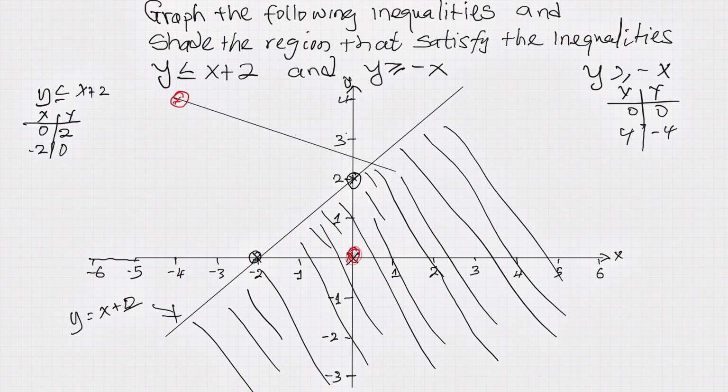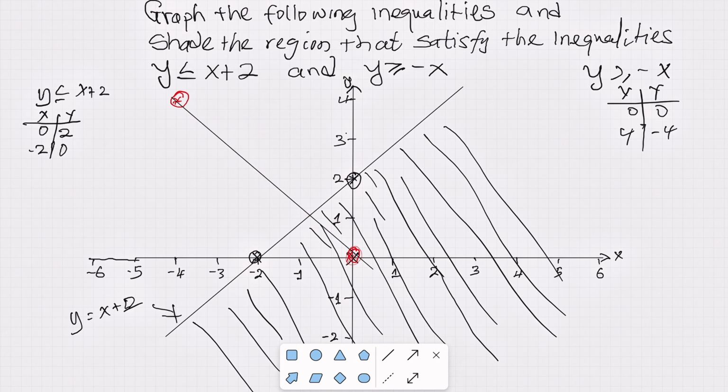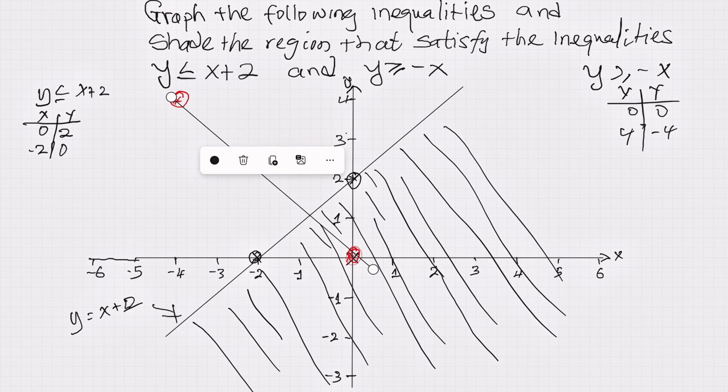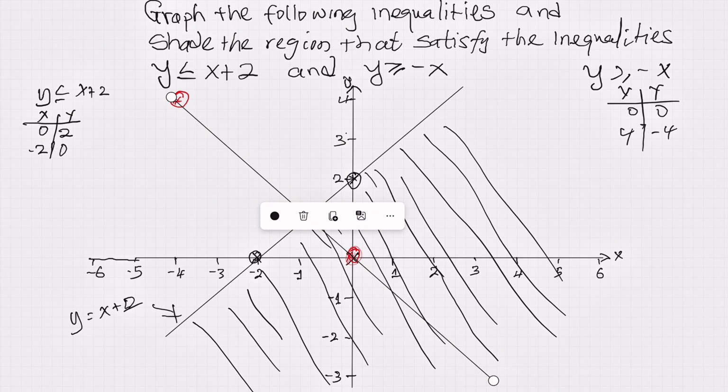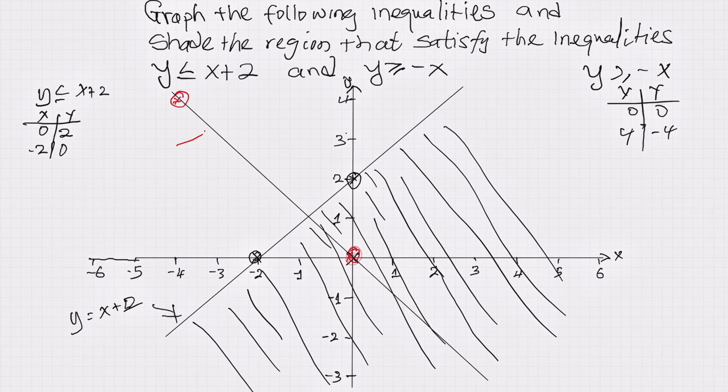So let's go ahead and plot this graph. Let's plot it right there. So that is our graph. This is a graph y equal to minus x.